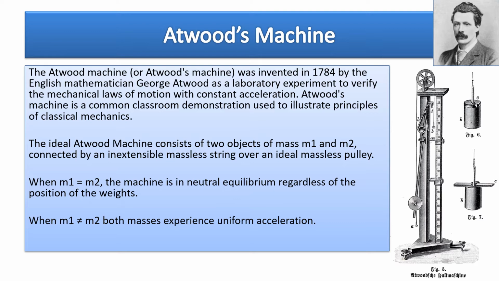The ideal Atwood machine consists of two objects of mass m1 and m2 connected by an inextensible massless string over an ideal massless pulley. So basically, the string doesn't stretch, it's massless, and so is the pulley. So you don't have to incorporate the string or the pulley in your dynamics calculations. When m1 is equal to m2, the machine is in neutral equilibrium regardless of the position of the weights. When m1 is not equal to m2, both masses experience uniform acceleration. So you could study that acceleration and take it from there.